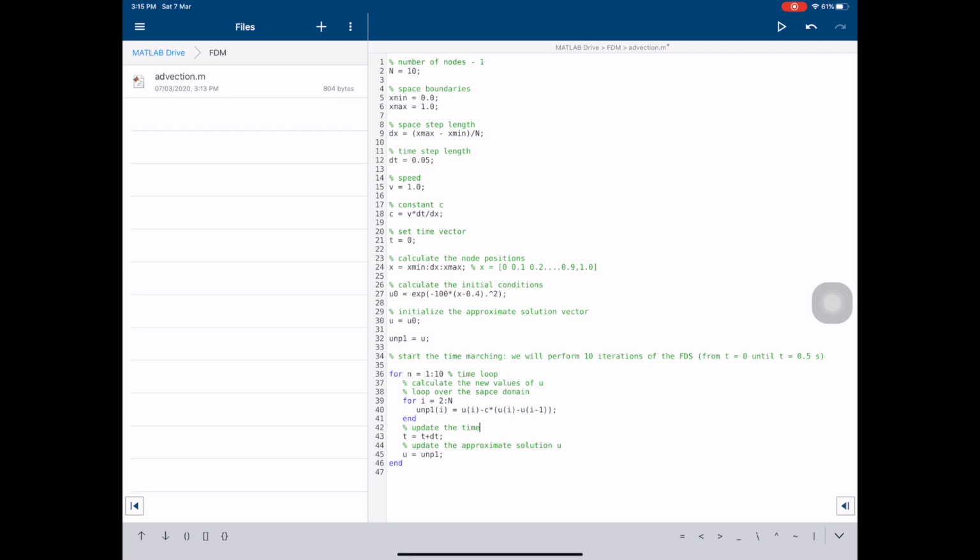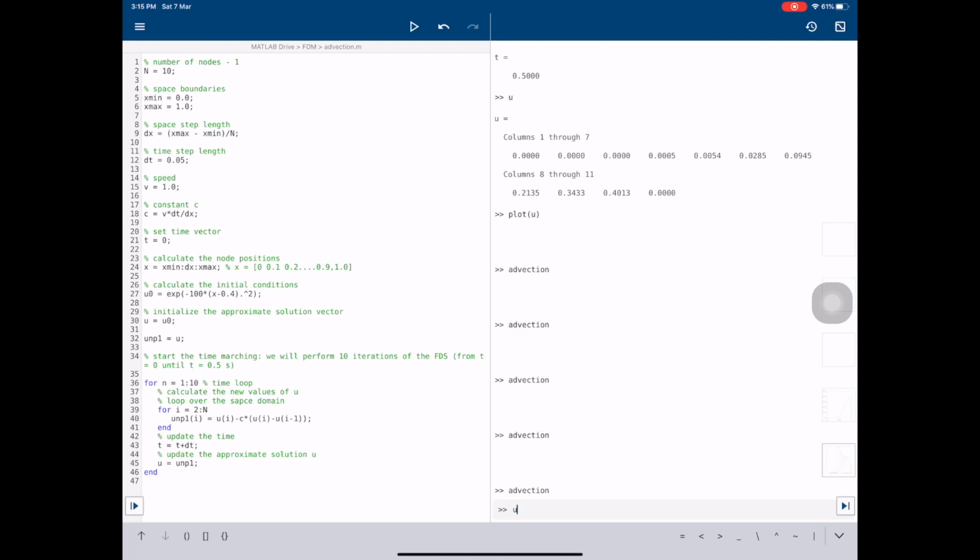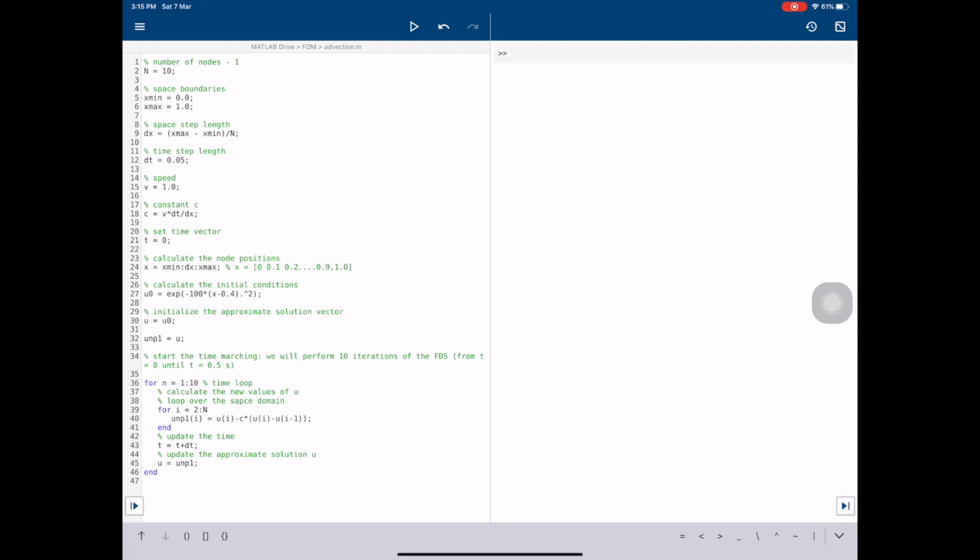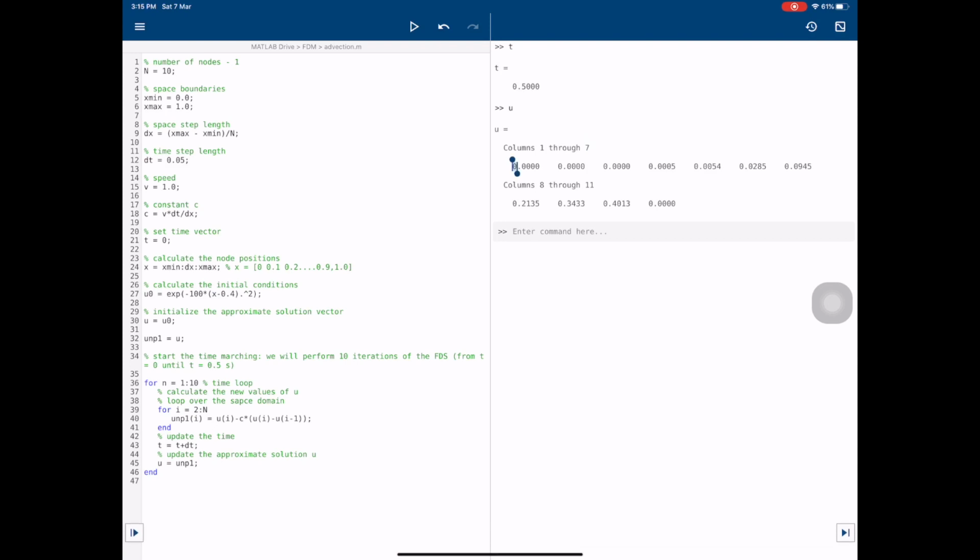Now we can execute the file. Okay, I executed. If I put u, then the last time step is 0.5, of course, and we can put u, the solution. So the solution is this, at x equal to 0, 0.1, 0.2, 0.3, 0.4, 0.5, 0.6, 0.7, 0.8, 0.9, and at 1.